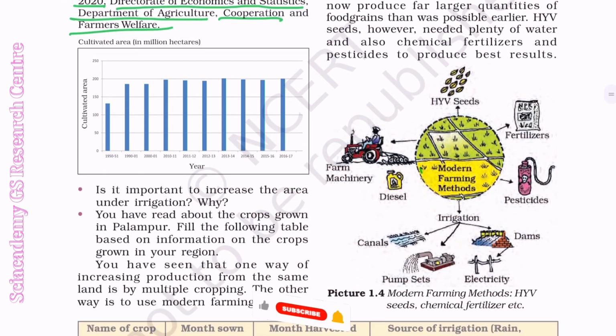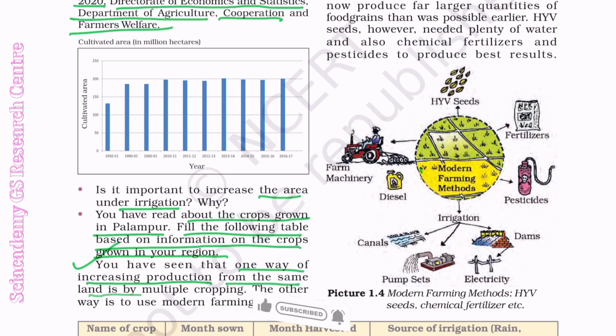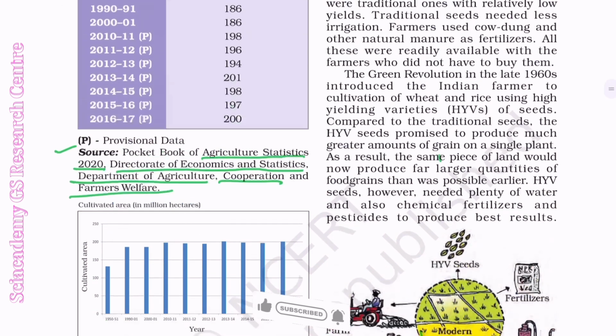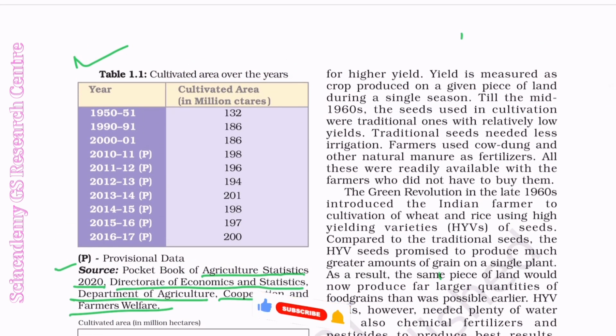Is it important to increase the area under irrigation? Why? You have read about the crops grown in Palampur. Fill the following table based on information on the crops grown in your region. You have seen that one way of increasing production from the same land is by multiple cropping. The other way is to use modern farming methods for higher yield. Yield is measured as the crop produced on a given piece of land during a single season.